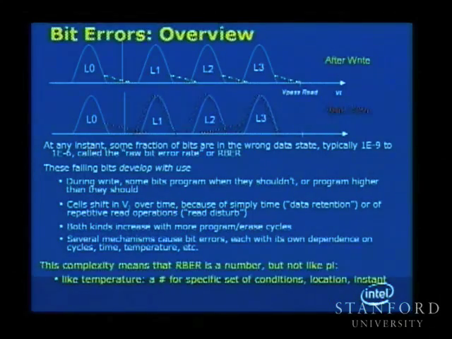And so really what you have is the complexity that the raw bit error rate is a number, but it's not like pi, right? It's not this fixed value that you can look up. It's a conditional number with a probability distribution around it.